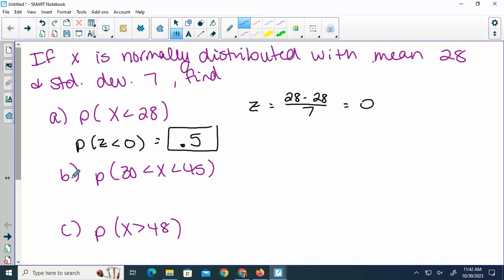All right, B. What do we have to do? Okay, get both of the z's, then we're going to subtract. So x minus mu divided by sigma.